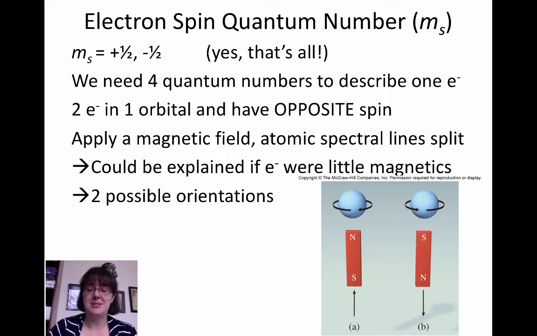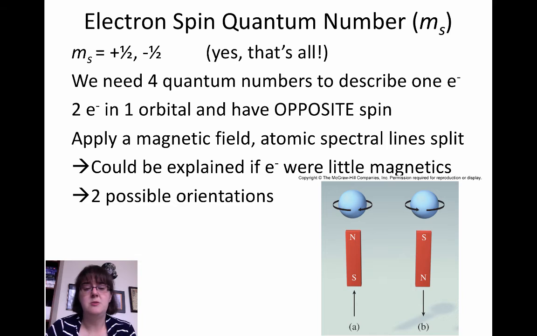So I know when we got to M sub L, there was a lot of M sub L depends on L, which depends on N. M sub S is positive 1/2, negative 1/2. That's it. You do need all 4 quantum numbers to describe one electron. 2 electrons in an orbital have opposite spin. So that's where those 2 values come in. So if you have a single orbital given to you by a value of M sub L, to describe an individual electron, you need the value of M sub S.